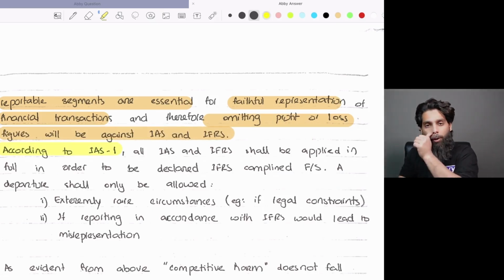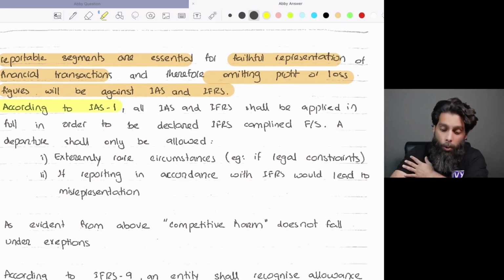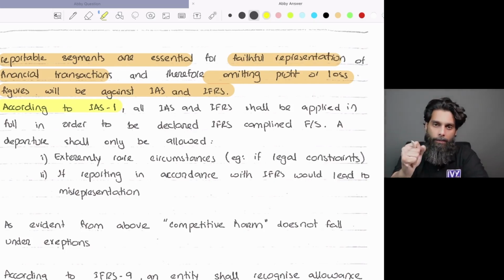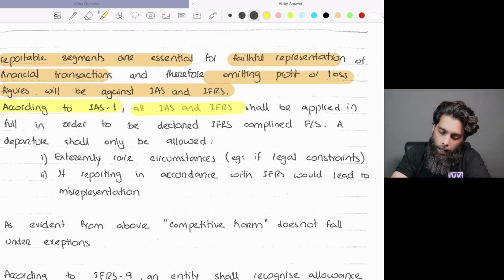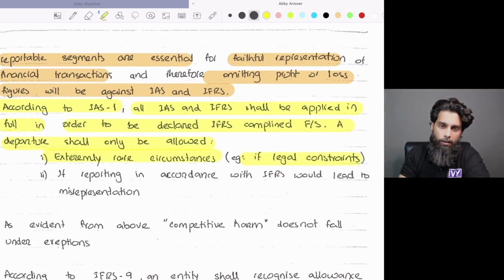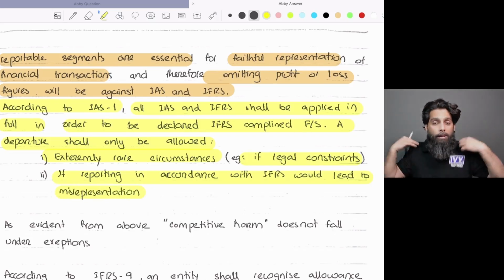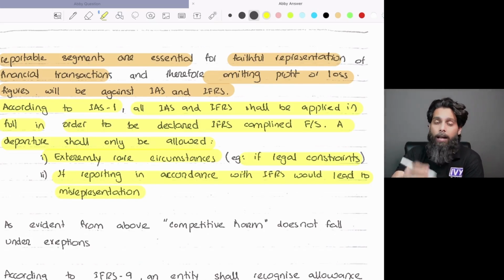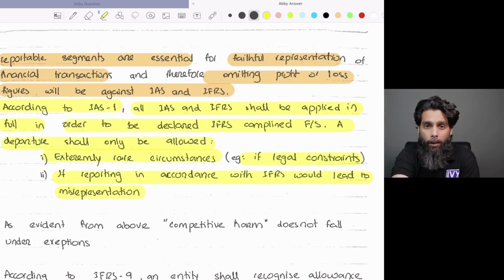Then you refer to IAS 1. Remember, I told you in my opening ethics lecture, it's always good to write this line. It always supports your answer. So according to IAS 1, all IAS and IFRS shall be applied in full in order to be declared IFRS compliant financial statements. A departure shall only be allowed in extremely rare circumstances, for example, if there are legal constraints, or if reporting in accordance with IFRS would be so misleading that it would lead to misrepresentation. But neither of the two cases is applicable in this particular scenario.